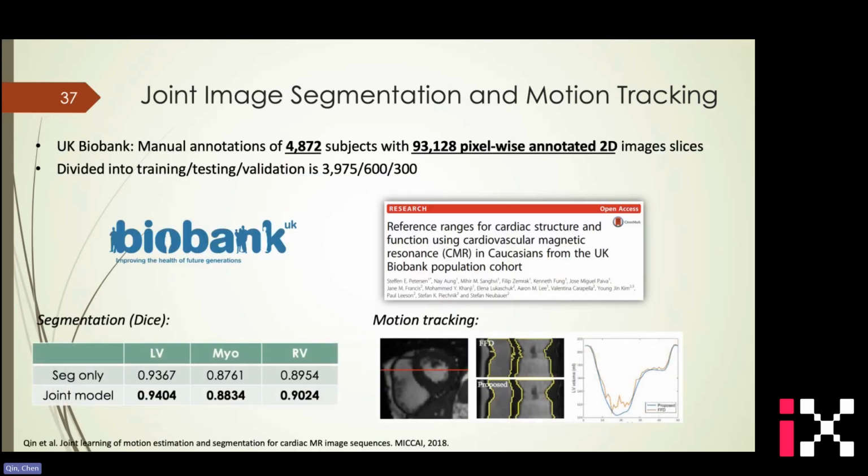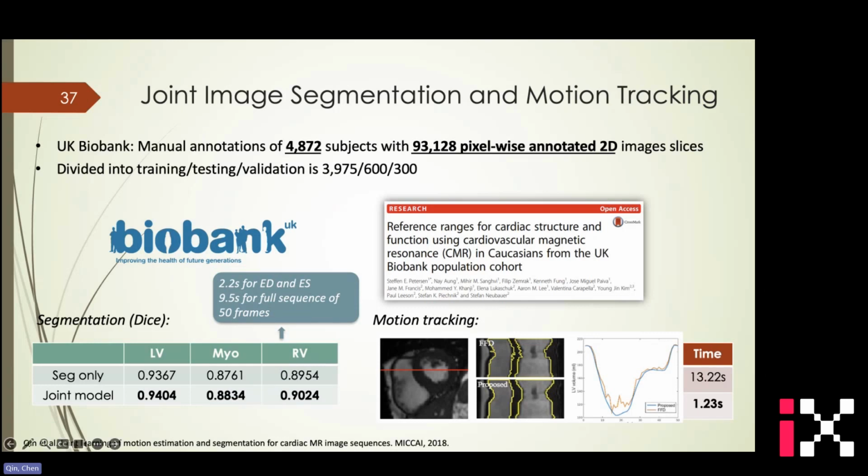Okay, so this will be some analyses on this UK Biobank data set, and we demonstrate this joint framework is better than a single framework. And more importantly, this shows a much faster analysis speed, as we mentioned in the first slides. That would be like 2.2 seconds for 2 frames, less than 10 seconds for the entire sequence, which is much faster than the human annotations. And similarly for the tracking, it also shows a faster speed compared to the conventional optimization-based approach.